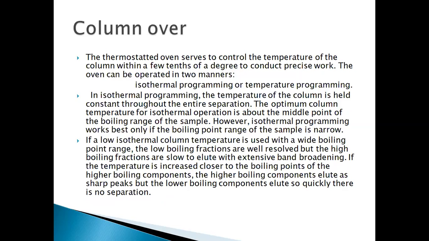In isothermal programming, the temperature of the column is held constant throughout the entire separation. The optimum column temperature for isothermal operation is about the middle of the boiling range of the sample. However, isothermal programming works best only if the boiling range of the sample is narrow. If a low isothermal column temperature is used with a wide boiling point range, the low boiling point fractions are well resolved, but the high boiling point fractions are slow to elute with extensive band broadening. If the temperature is increased closer to the boiling point of the high boiling components, the high boiling components elute as a sharp peak, but the low boiling components elute so quickly that there is no separation.